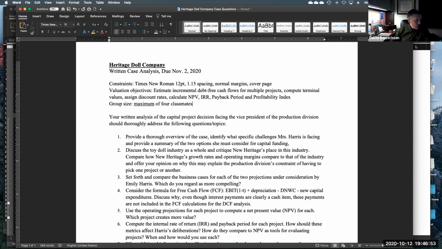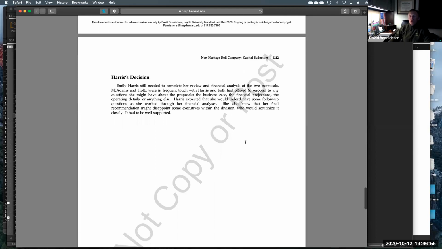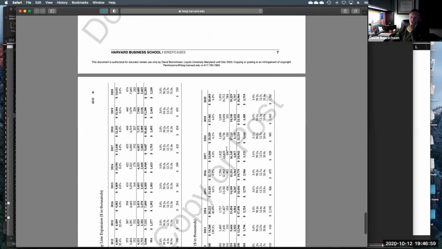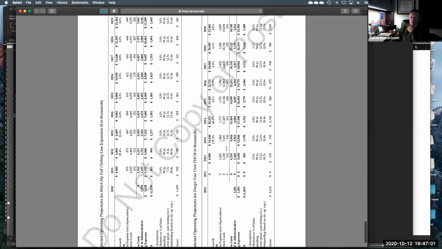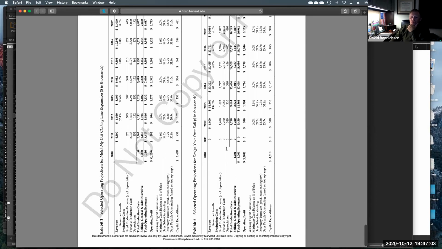Let me go back to the case study real quick, right? So she's got this decision that she's going to have to make, right? And she gives you some pro formas for each of the 2 projects. She gives you the pro forma for the Match My Doll. She gives you the pro forma for the Design Your Own Doll. Okay, so you've got revenue projections, you've got cost projections, you've got sales, general, and administrative projections.